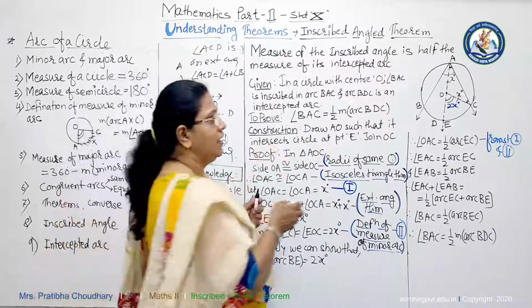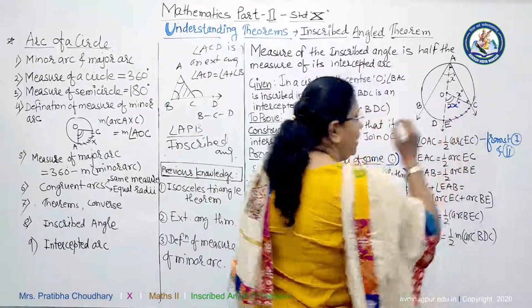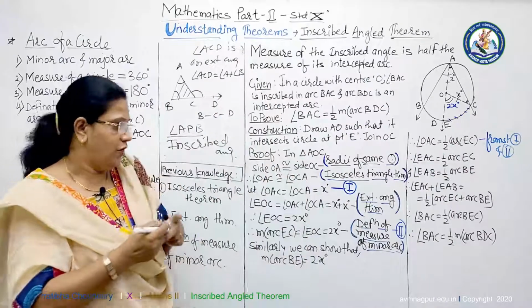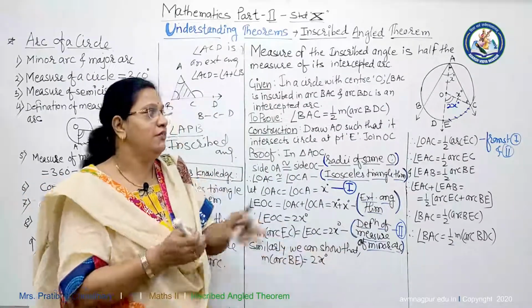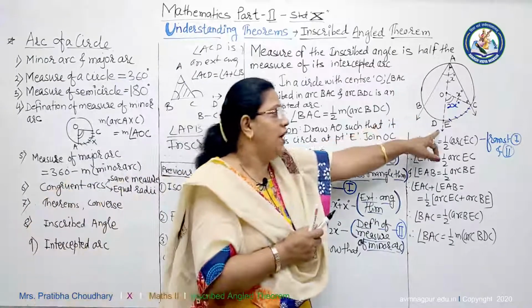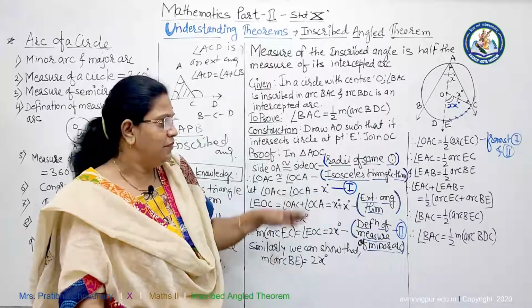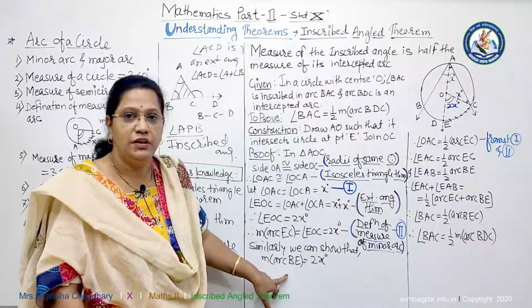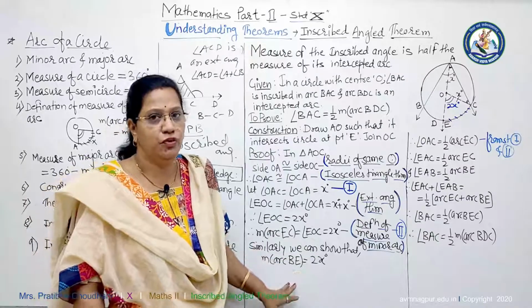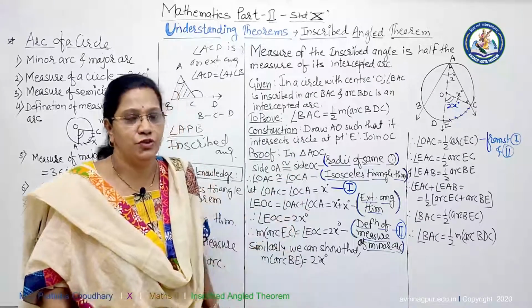Measure of the central angle is equal to the measure of its corresponding minor arc. So measure of arc EC is equal to 2x degrees. Similarly, we can show that measure of arc BE is also 2x degrees. By proceeding in the same manner, by drawing OB, we can get this result, but we need not write the proof for that because we have written it for this. Second, you can write, similarly, we can show that.